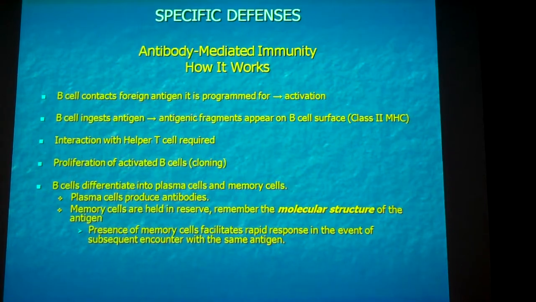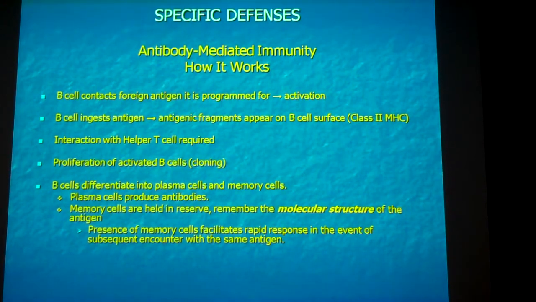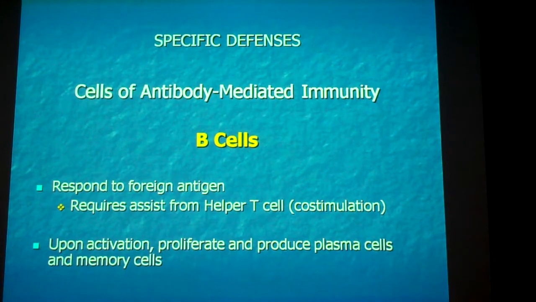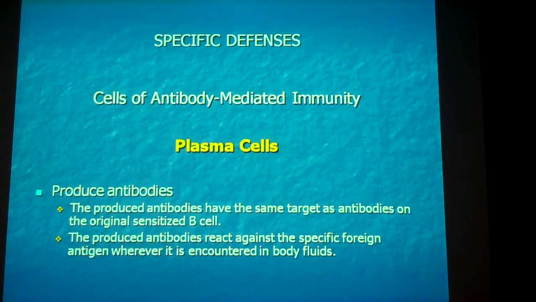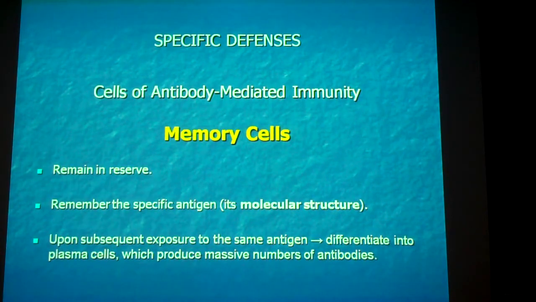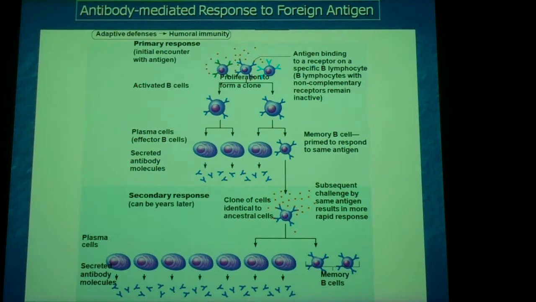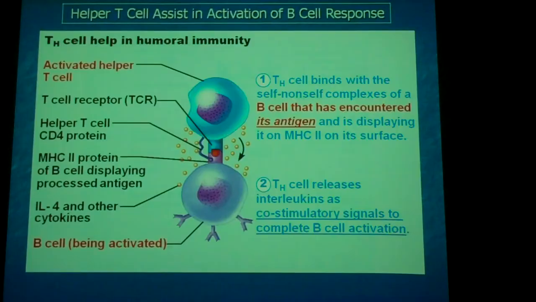So this is just a review of what we've said about how B cells work. All right, so here we've got our activated B cells cloning themselves. We've got some held back as memory cells, and these are going to produce the antibodies down here. Again, just showing you the assistance of the helper T cell and the B cell being activated.